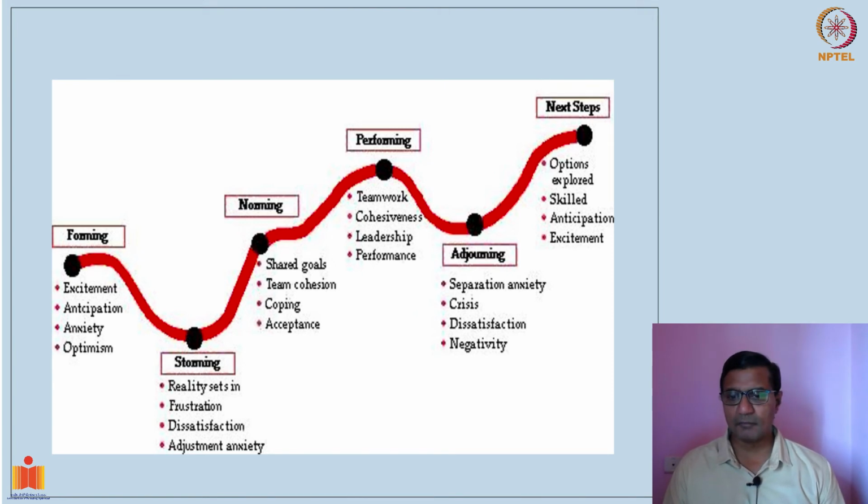Some of them may become dissatisfied, and there can be negativity also. Suddenly, there'll be a blame game, especially when the team goals are far away, or if they have not performed to the extent which they are expected to perform. It can lead to negativity. They will start blaming each other. The conflict which happened during the storming stage can also emerge again.